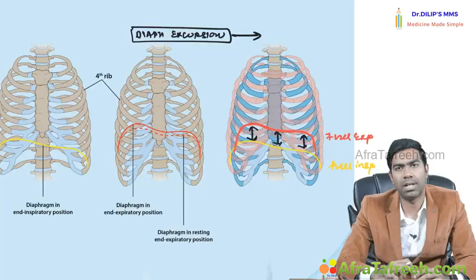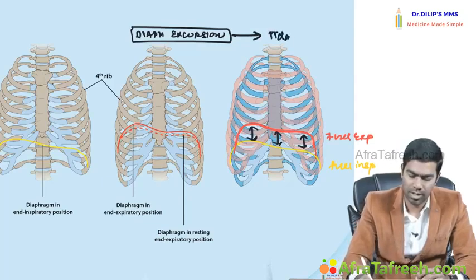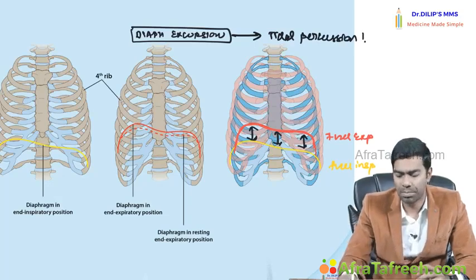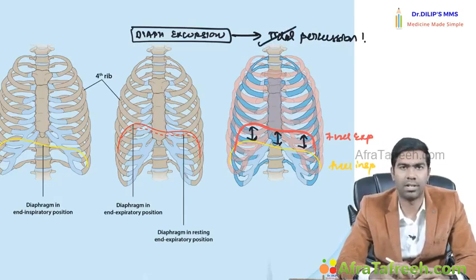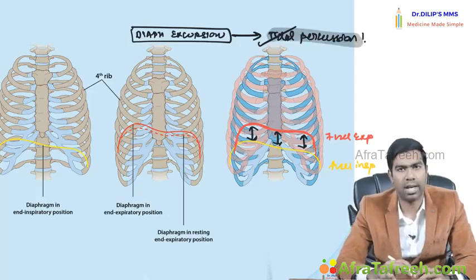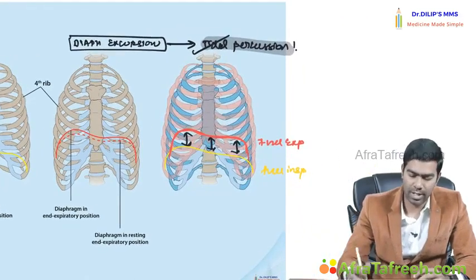So this diaphragmatic excursion can be assessed by a simple clinical examination technique called tidal percussion. And it's still a myth among students that tidal percussion is done for assessing the liver span. No, liver span examination is a different technique, and the tidal percussion you generally do for assessing the diaphragmatic excursion. Clear? So what is the normal diaphragmatic excursion?